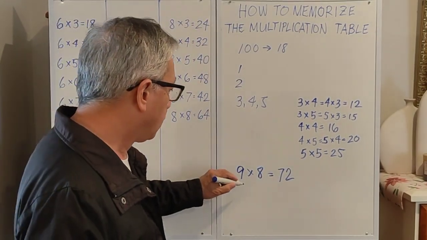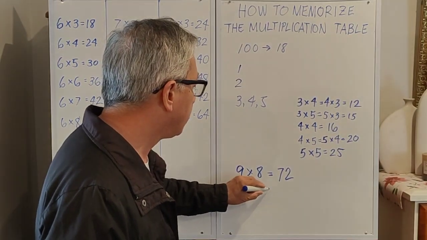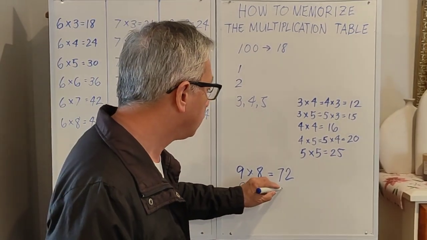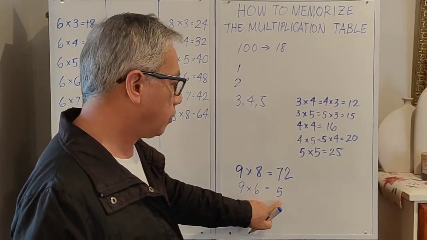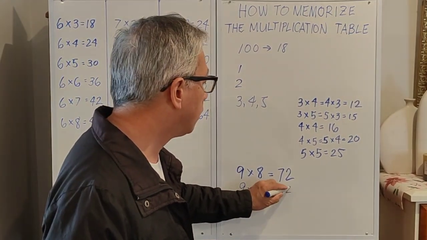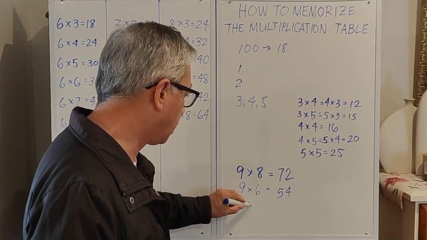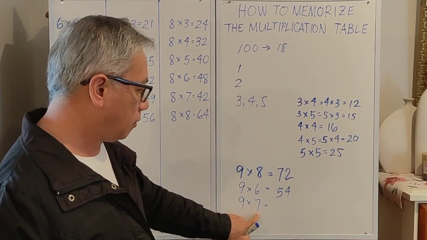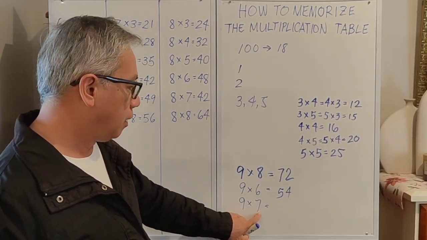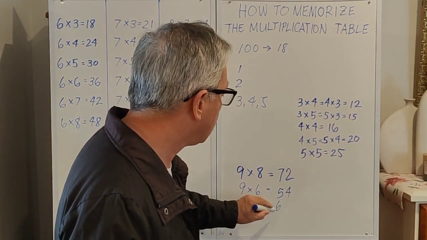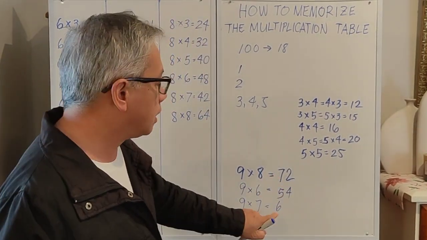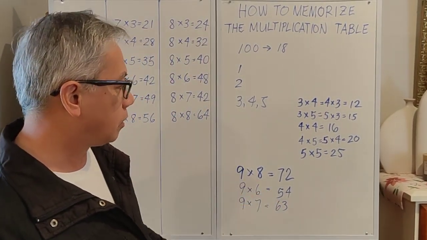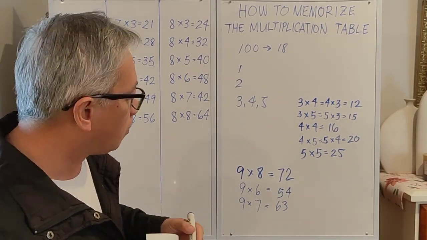Another example, 9 times 6. First you subtract 1 from 6, so it will be 5. And then you think of a number that you add to 5 to make 9, which is 4. Another example, 9 times 7. The first thing to do is subtract 1 from 7. 7 minus 1 is 6. Think of a number that you add to 6 to make 9, so 3. So that's how you remember table 9.